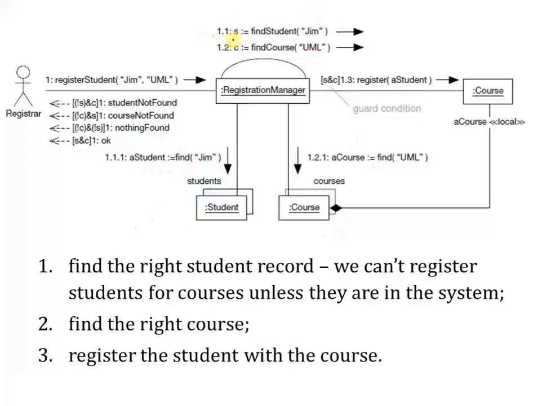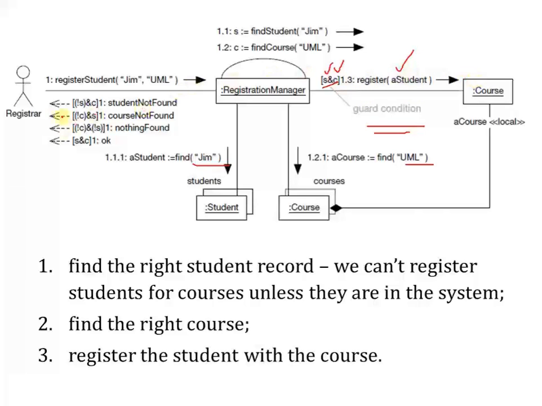Now comes our looping, that is, our condition-based execution. If there is a value in S and C, then S holds Jim's details and C holds UML details. But if no value is returned by the name Jim or by the course name UML, then S and C hold null values. In such a case, we want to find whether there is a valid value for S and C. If both conditions, that is the guard condition, are satisfied, then 1.3, called the register function, gets executed.